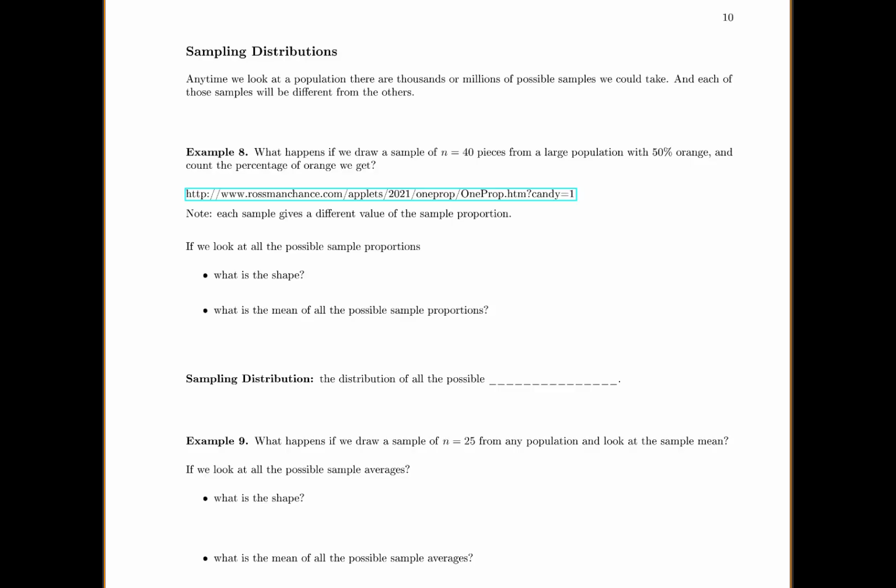This is a review of sampling distributions. So the main idea is anytime we look at a population, there are going to be thousands or millions of possible samples we could take, and each of those samples will be different from the others. So we're going to look at a couple applets. The first one is we're going to draw a sample of n equals 40 pieces from a large population with 50% orange and count the percent of orange that we get.